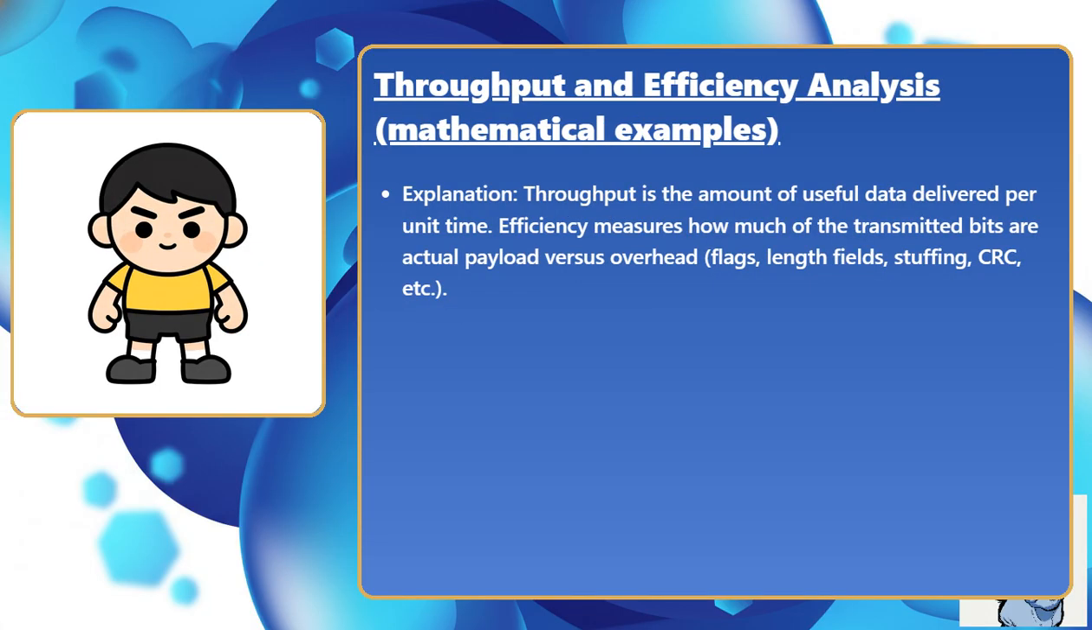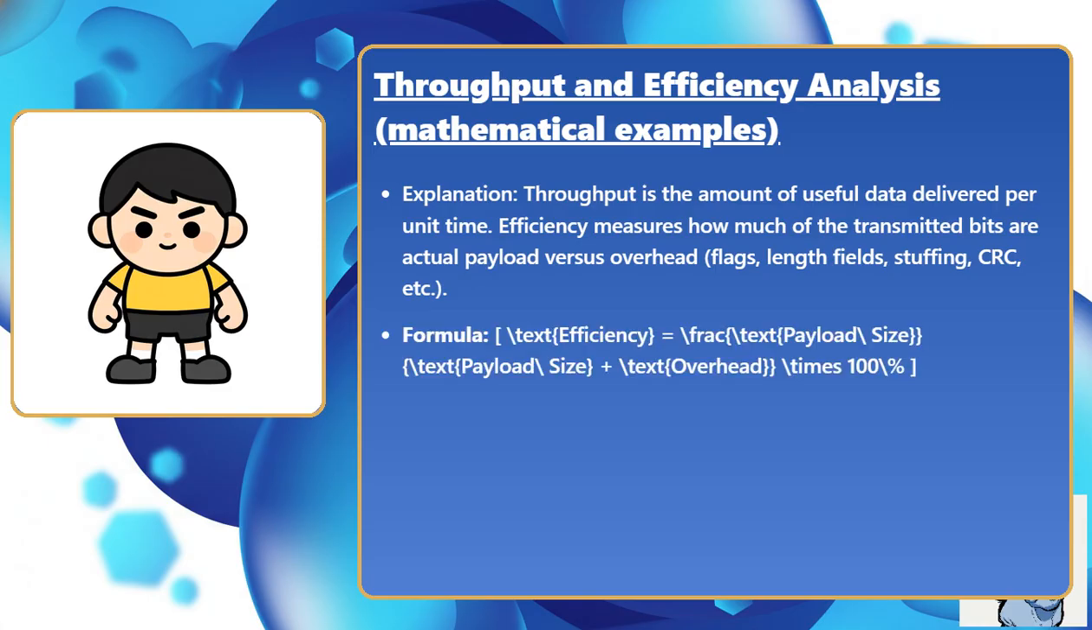Explanation: throughput is the amount of useful data delivered per unit time. Efficiency measures how much of the transmitted bits are actual payload versus overhead: flags, length fields, stuffing, CRC, etc. Formula: efficiency equals payload size divided by the sum of payload size and overhead, multiplied by 100%.